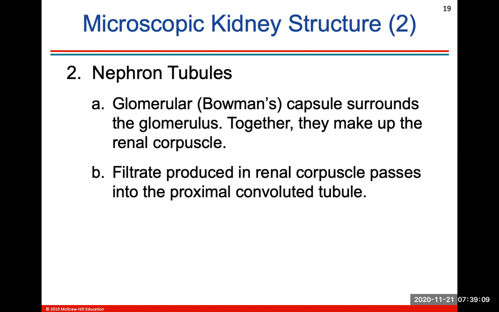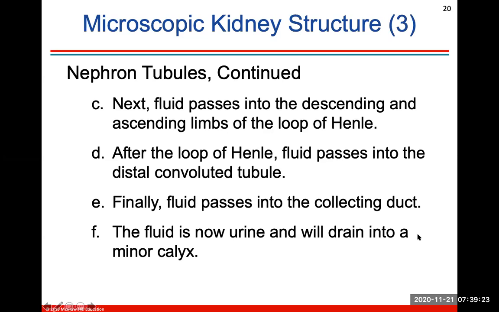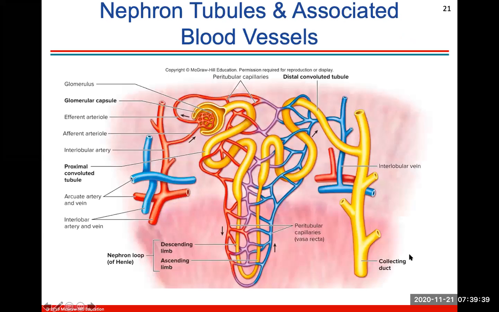Here are the nephron tubules. So we have our glomerular capsule, which surrounds the glomerulus, and that makes up your renal corpuscle. Filtrate produced in the renal corpuscle will pass into first your proximal convoluted tubule. Next, fluid will pass into the descending and ascending limb of the loop of Henle. And after the loop of Henle, fluid will pass into the distal convoluted tubule. Finally, fluid will pass into the collecting duct, and the fluid is now urine and will drain into the minor calyx.